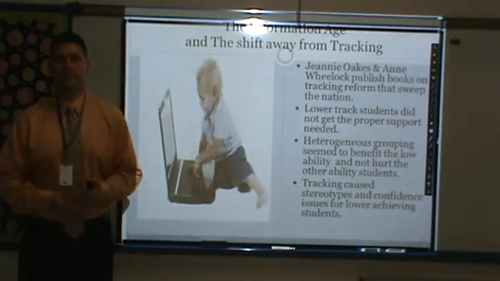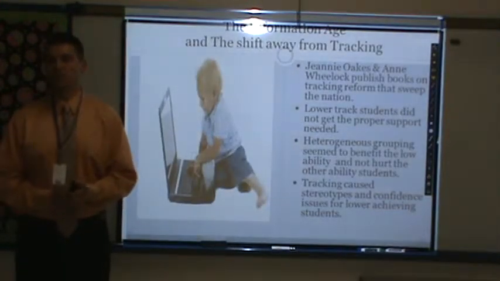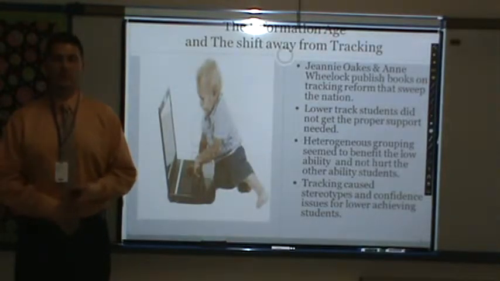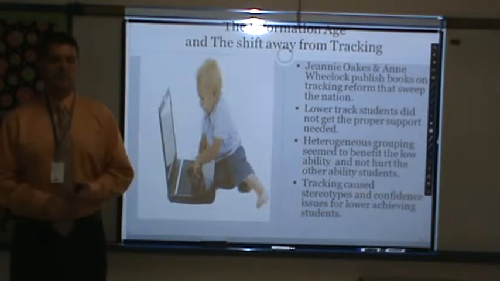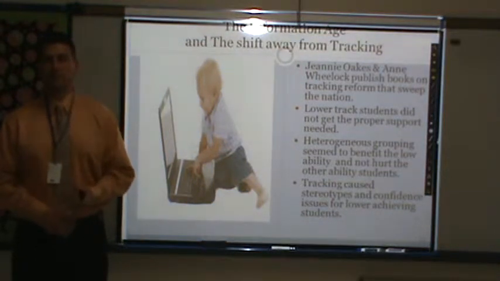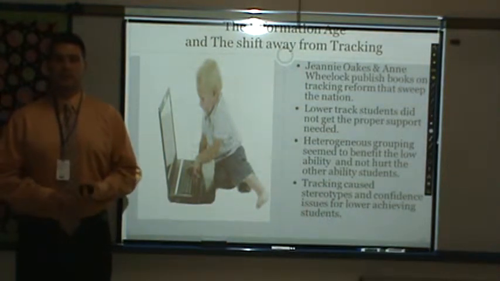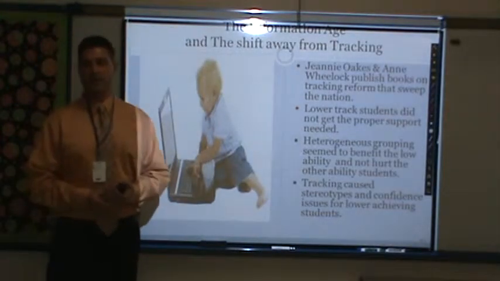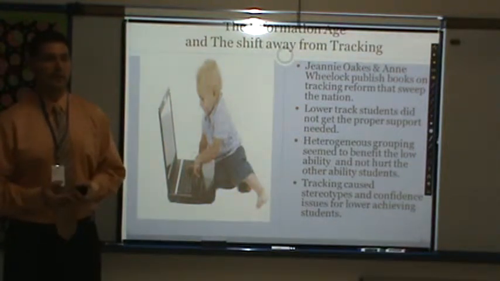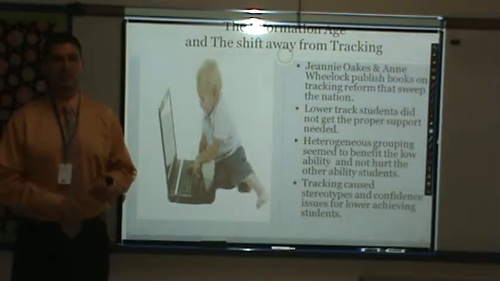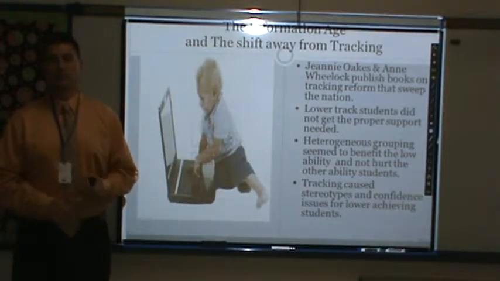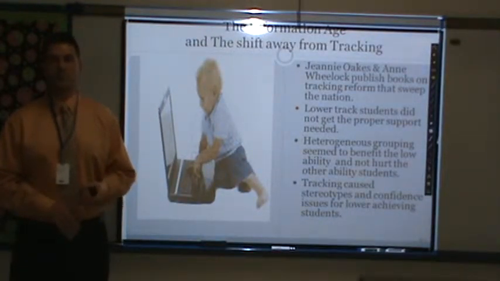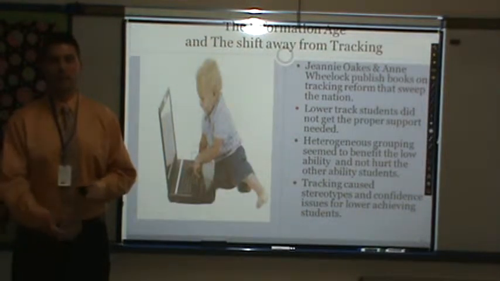And because of that unfair perception, Jeannie Oakes and Anne Wheelock published books on tracking reform that swept across the nation. They felt that the low tracking students were unequally treated because of the lack of funding that they received, the lack of proper education, and so that shifted towards the reform of detracking, or almost where we are now, where you have almost two tracks you can go, your general education track or your AP honors type track, also supplemented by International Baccalaureate or IB programs.